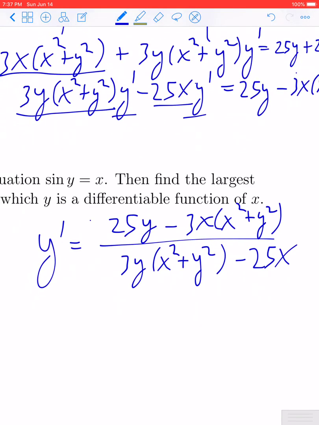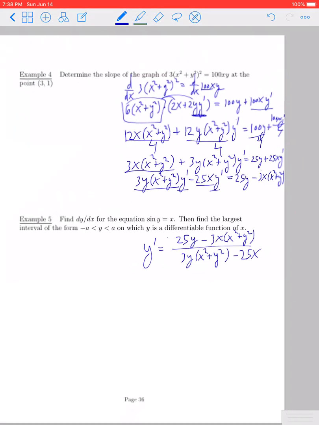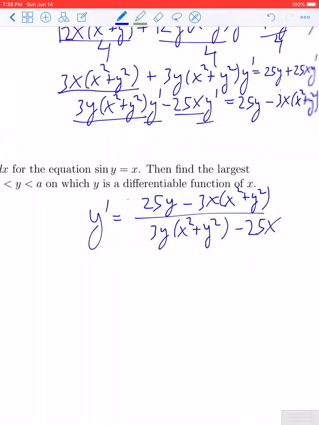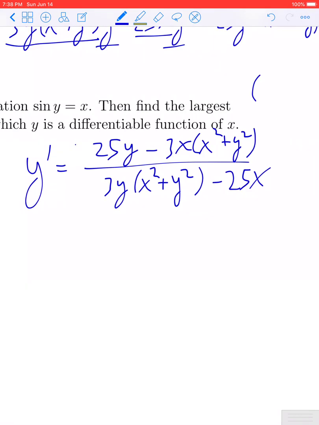Again, don't be put off by this. Again, most of this is just algebra. It's just a matter of trying to solve for y prime. So it took a little bit of steps. And then lastly, they said that they wanted the slope of the graph at the point 3, 1. Again, we know slope is synonymous with the derivative. So everywhere we see an x, we'll put 3. Everywhere we see a y, we will put a 1.